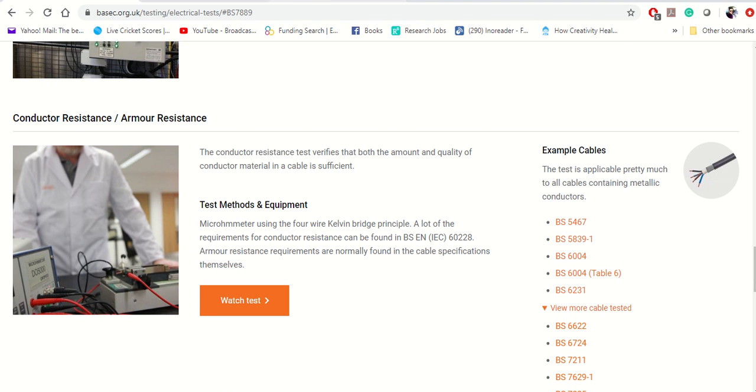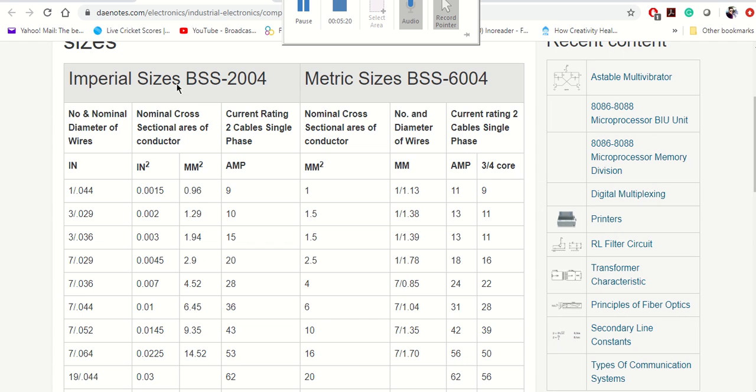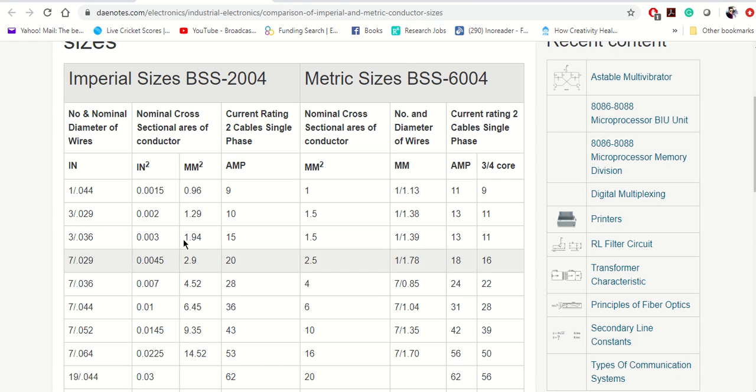Let me show you another chart. Here you can see this column shows the imperial sizes, this shows the metric sizes. Here you see 1 slash 0.044, it means one strand of 0.044 diameter, and likewise this one is the one that I quoted in the slides.